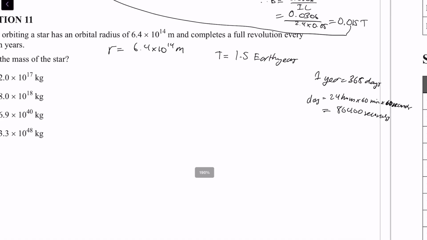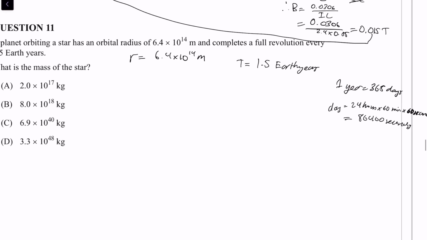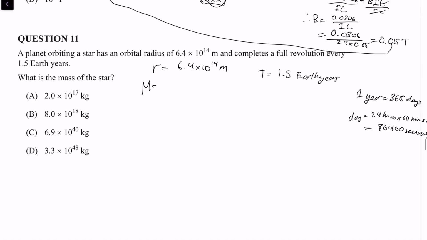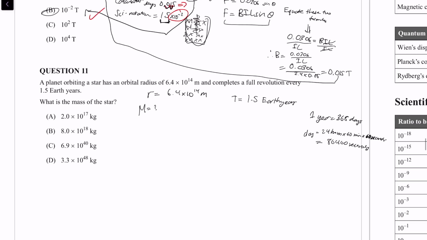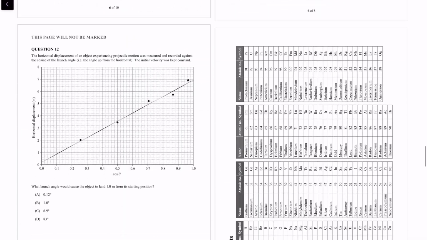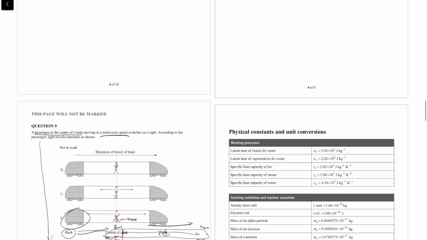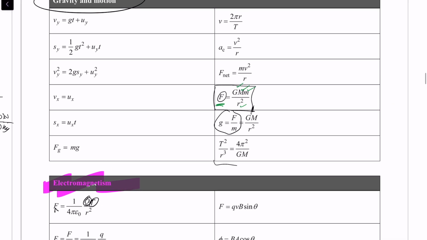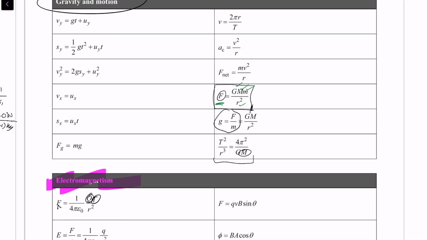Okay, yeah, I'm right. And so from that, I need to know the mass of the star. So I'm assuming it's capital M because it's a really big mass. And I'll just have a look now at my formulas for gravity and motion. So I have T squared, 4 pi squared, R cubed, and GM. Okay, and I'm trying to find the mass of the star. So I can easily know that that's my formula.